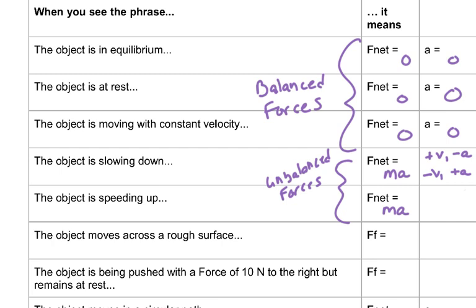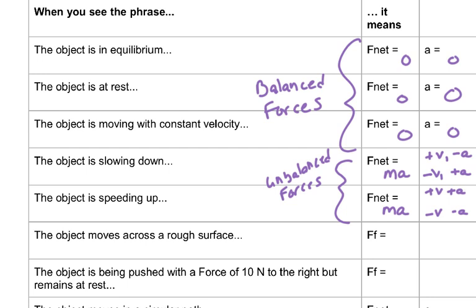All right, speeding up is the opposite. The acceleration and the velocity must have the same sign if you're going faster. Okay, that's the only way to increase your velocity, is if the acceleration is in the same direction.